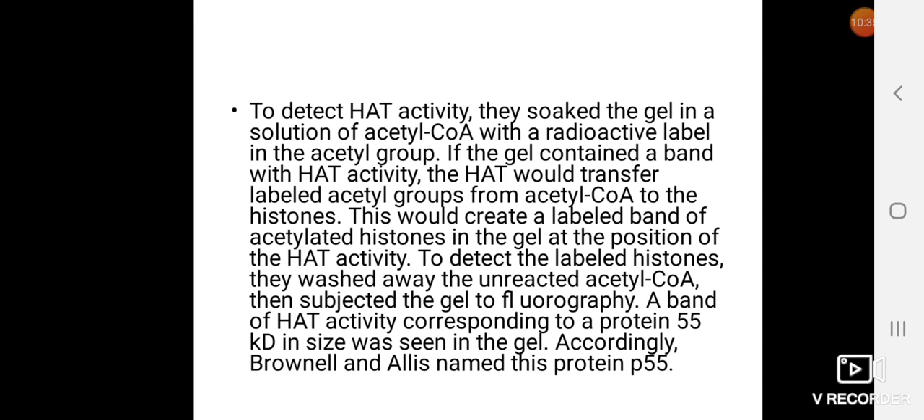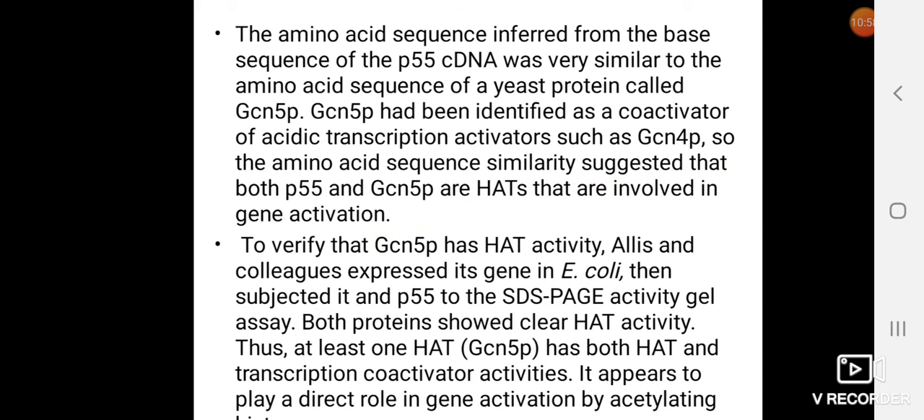When they checked the gel by autoradiography, they found that acetylation of the histones had happened, and this acetylation was carried out by a band of HAT activity corresponding to p55, a protein 55 kD in size, seen in the gel. Accordingly, they named it p55, that is, protein 55 or polypeptide 55.